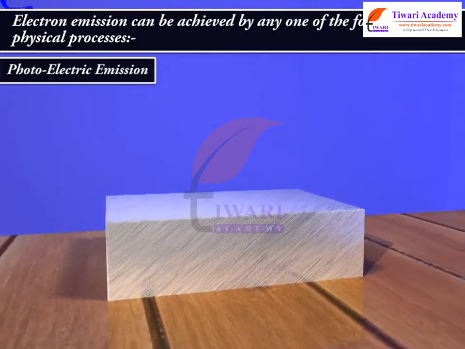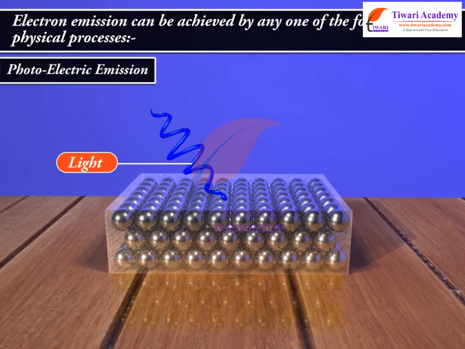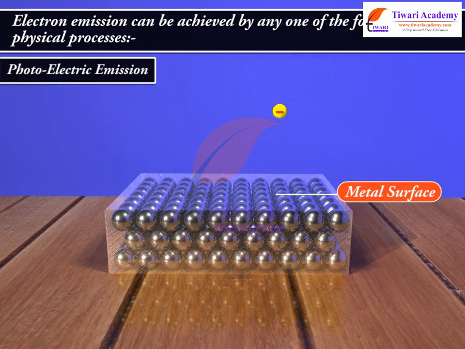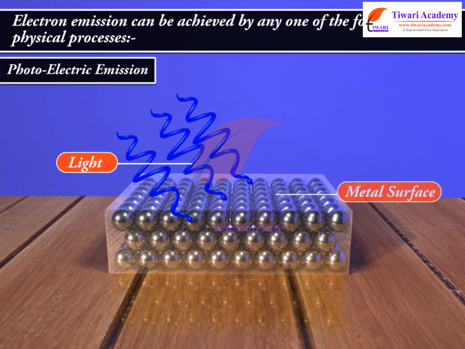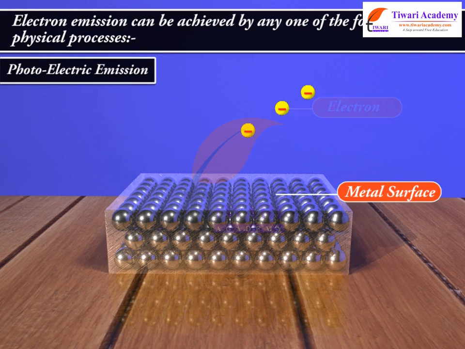Photoelectric emission. When light of suitable frequency illuminates a metal surface, electrons are emitted from the metal surface. The greater the intensity of light beam falling on the metal surface, the greater is the photoelectric emission.